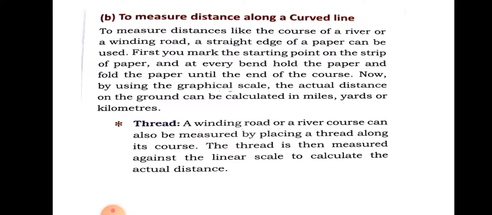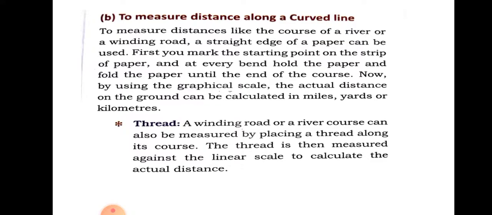Now, to measure distance along a curved line. To measure distances like the course of a river or a winding road, a straight edge of a paper can be used. First, mark the starting point on the strip of paper, and at every bend hold the paper and fold it until the end of the course. Now, by using the graphical scale, the actual distance on the ground can be calculated in miles, yards, or kilometers.